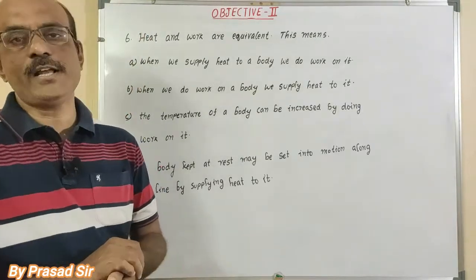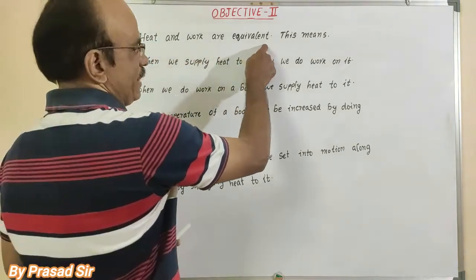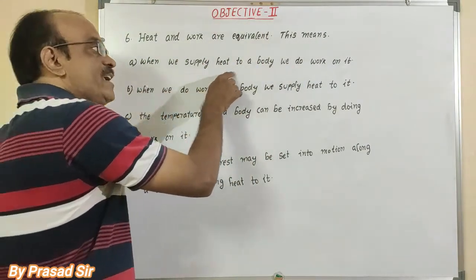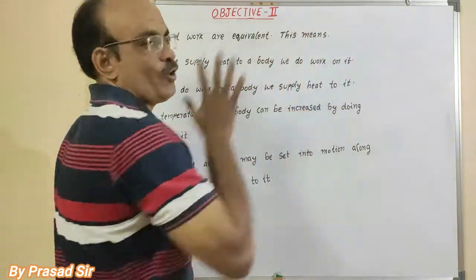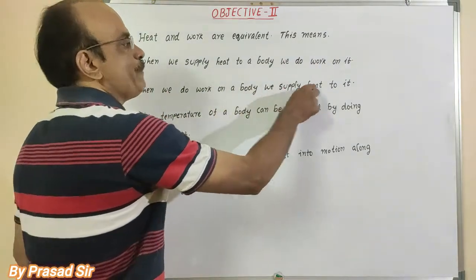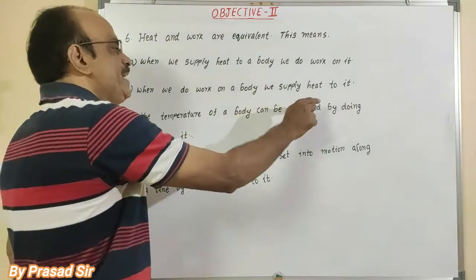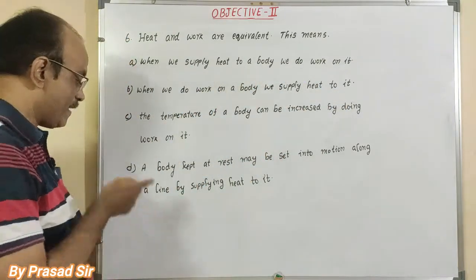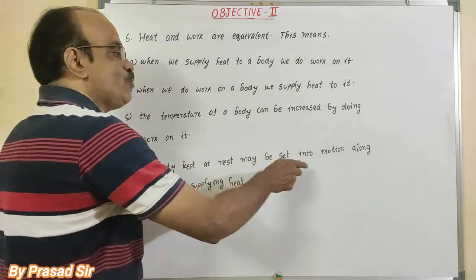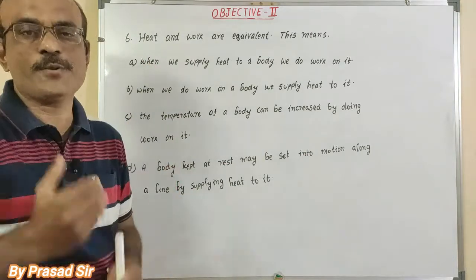Here is question number 6. Heat and work are equivalent. This means option A, when we supply heat to the body, we do work on it. B, when we do work on a body, we supply heat to it. C, the temperature of a body can be increased by doing work on it. And D, a body kept at rest may be set into motion along a line by supplying heat to it. So which option is correct?